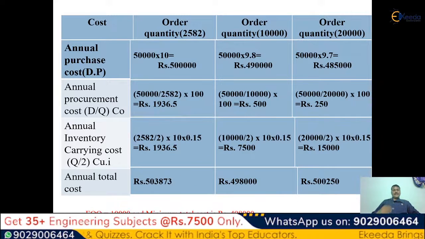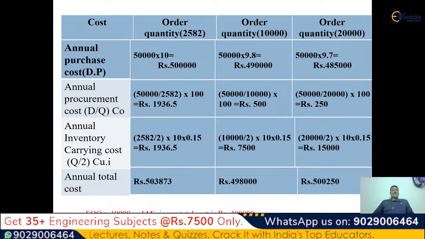using which we say that the annual purchase cost is 5 lakhs for 10 rupees, 4 lakh 90,000 for 9.8 rupees and 4 lakh 85,000 for 9.7 rupees, for which the procurement cost is 1936.50 for an order quantity of 2,582. For an order quantity of 10,000, it is rupees 500. For an order quantity of 20,000, it is rupees 250.